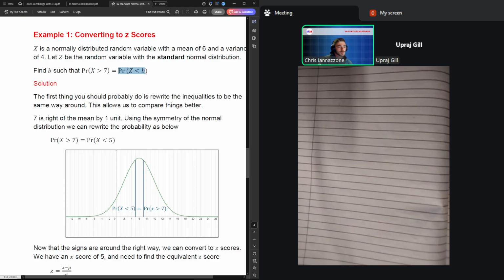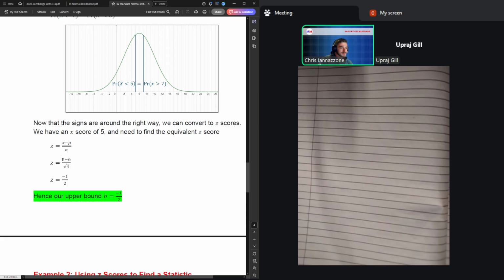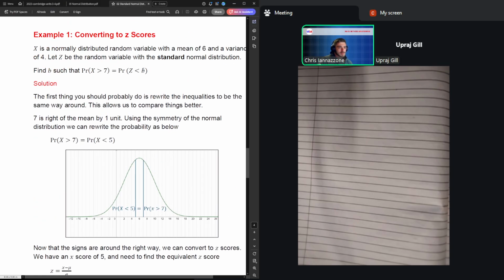Now that we have the inequalities in the right direction, we have the probability of x less than 5 is now equal to the probability of z less than b. Now we can draw a direct equivalence between 5 and b. 5 is the x value, and b is the z value, which we're going to solve. Mean and standard deviation, well, we knew the mean was 6, and the standard deviation is just the square root of variance. We have all the terms on this side, so whatever z value you get left with is that value that was labeled b here.